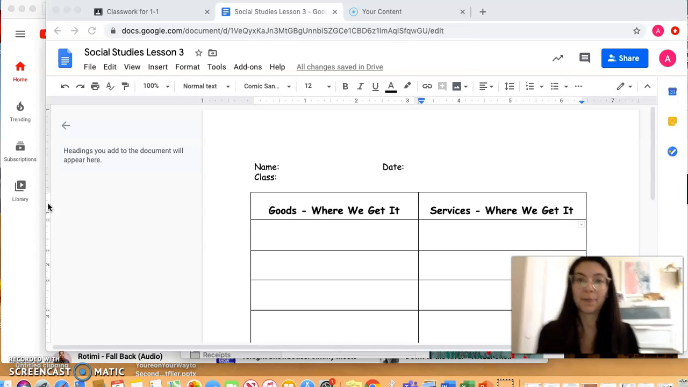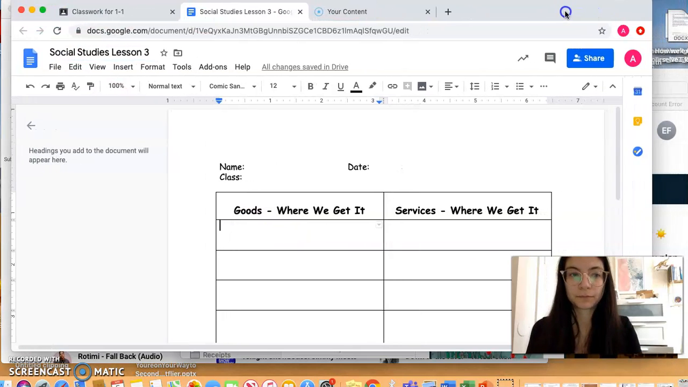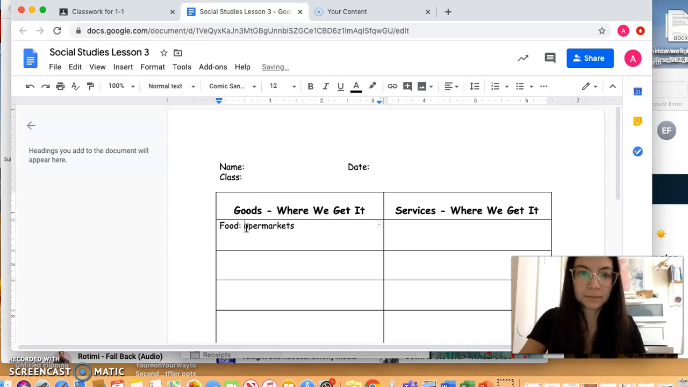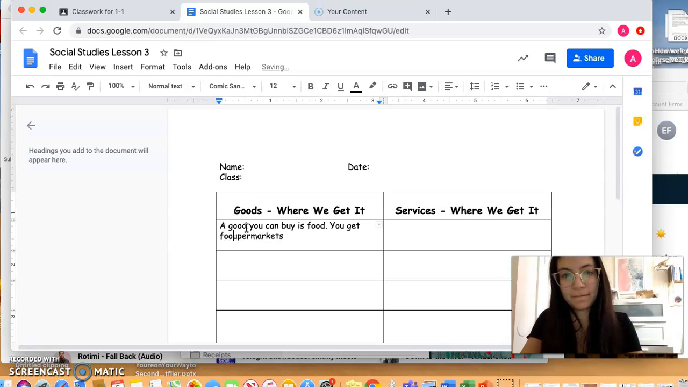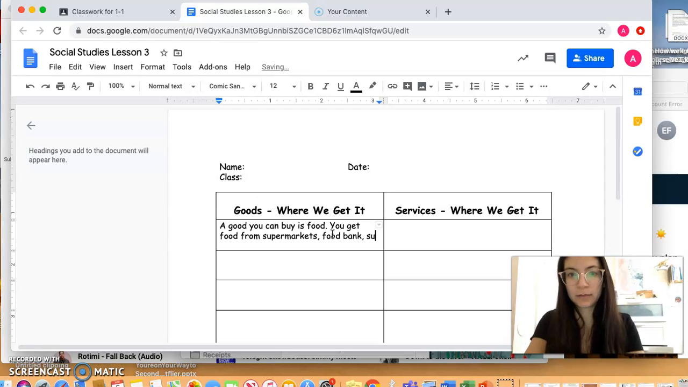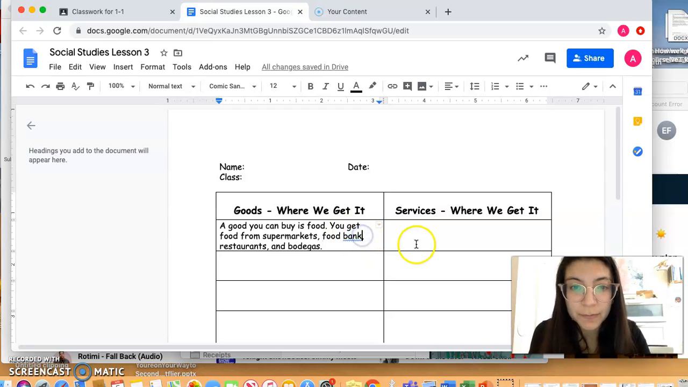So now what we're going to do is talk about where you can get different goods and services. One example of a good is food. I'm going to make this a full sentence. A good you can buy is food. You get food from supermarkets, food banks, restaurants, and bodegas.